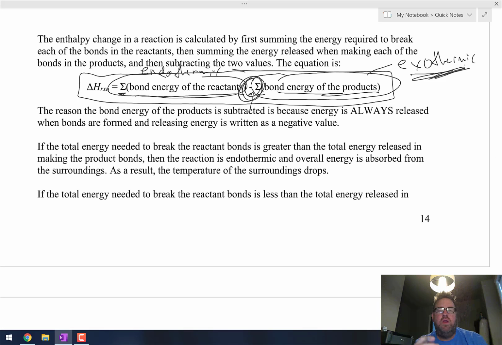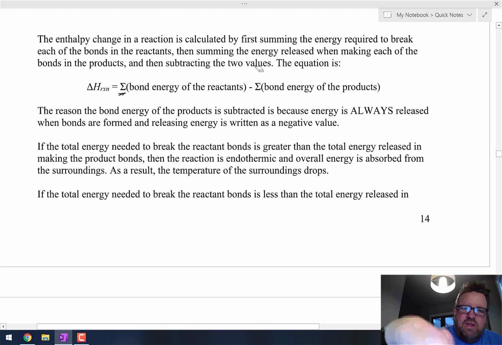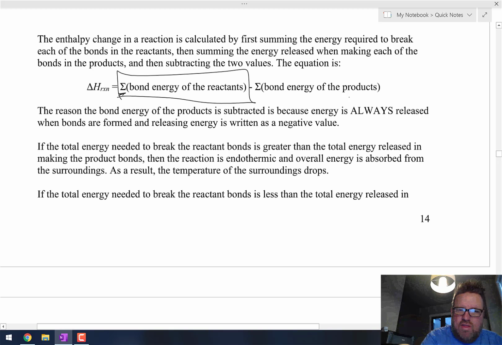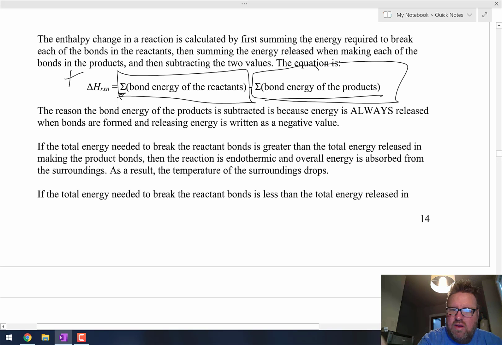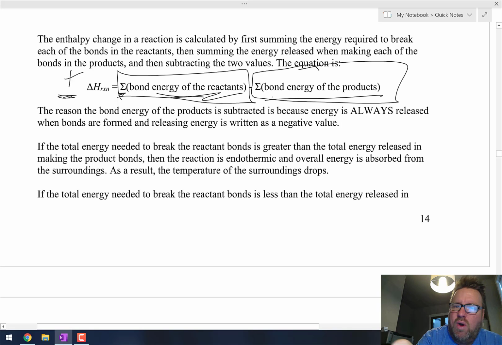Now, if the bond energy of the reactants is greater, so if this part here is greater than this, then overall you're going to have a positive delta H. If this part here is greater than this part, then you're going to have a negative delta H. And that's going to be an exothermic process. So depending on which one's more, you know what the bond energies are.